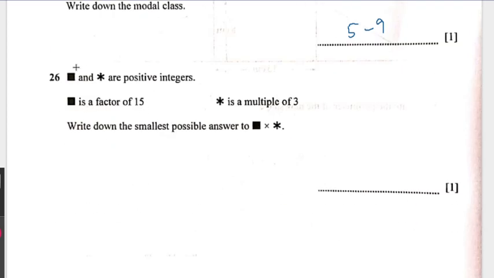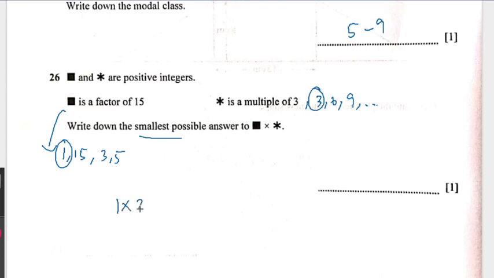Okay, one more. The square and the asterisk here are positive integers, and this one is a factor of 15, and the asterisk here is a multiple of 3. Write down the smallest possible answer, this one times that one. The smallest possible answer. Multiple of 3 means 3, 6, 9, and so on. Factors of 15 are 1, 3, 5, 15, right? So to get the smallest possible answer, we must get 1 here times 3, isn't it? 1 times 3, so 3. So the answer here is 3.